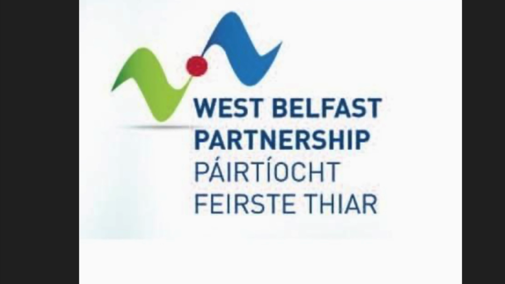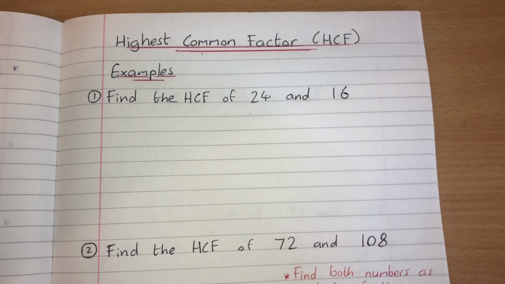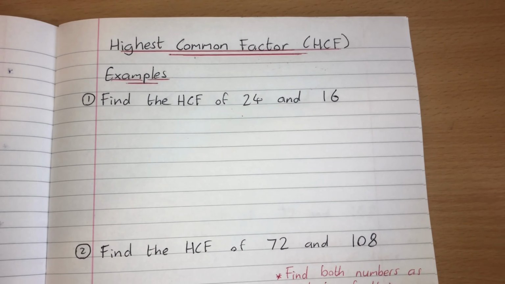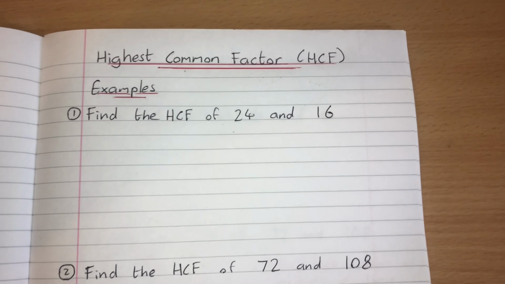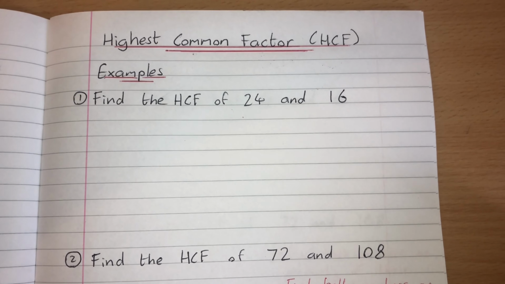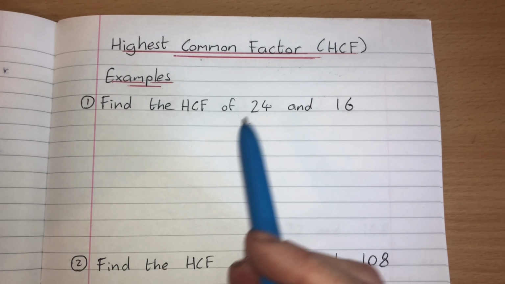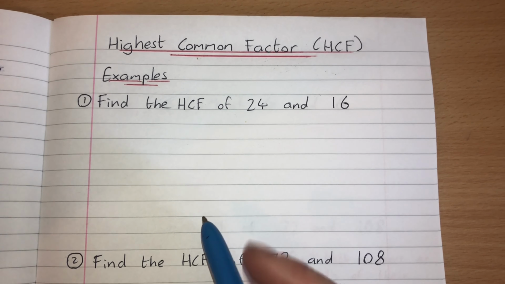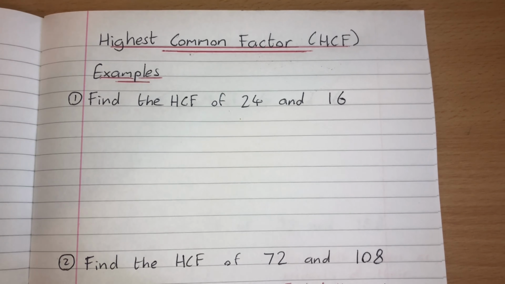We'll start off by looking at how we find highest common factor, and I'm going to do two examples here and explain what highest common factor is. So if I was asked what is the highest common factor of two numbers, well, we know that a factor of a number is a number that divides into it, leaving no remainder.